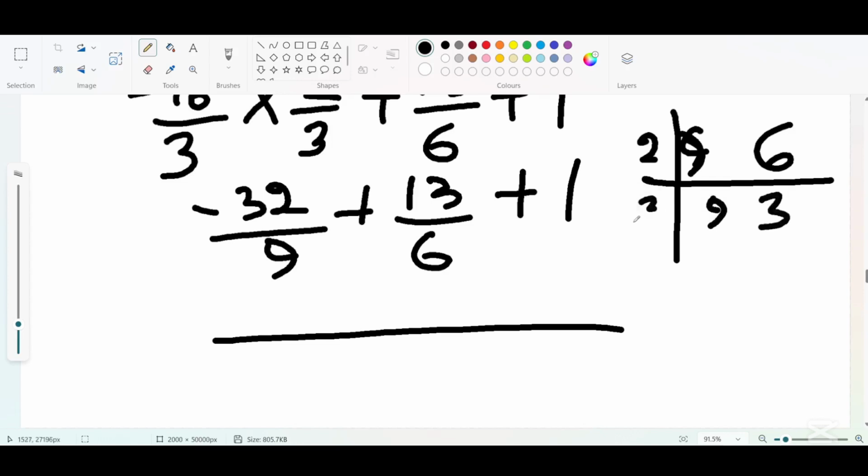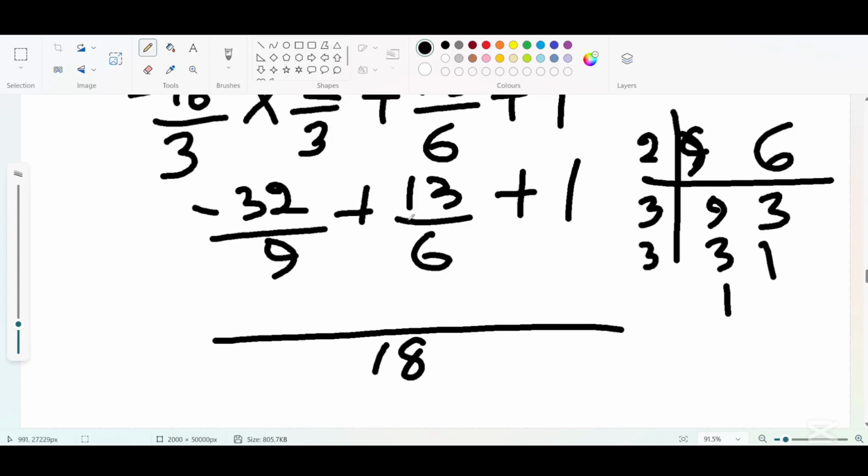Now you use 3. 3 in 9 it will be 3. 3 in 3 is going to be 1. Now use 3. 3 in 3, 1. So it's going to be 2 times 3, 6. And 6 times 3, 18. So 18 will be the LCM.